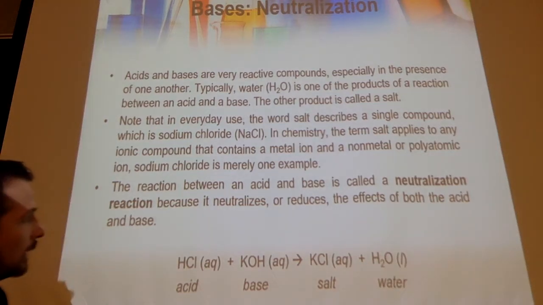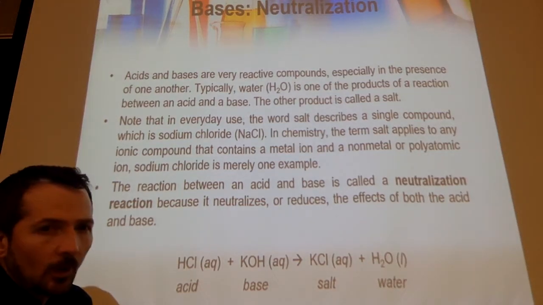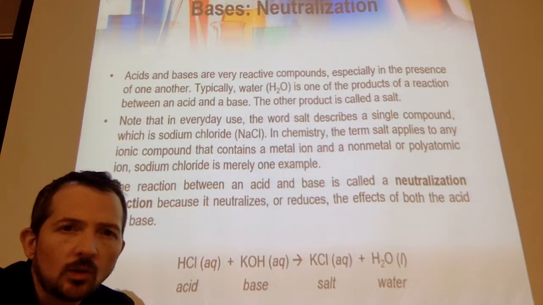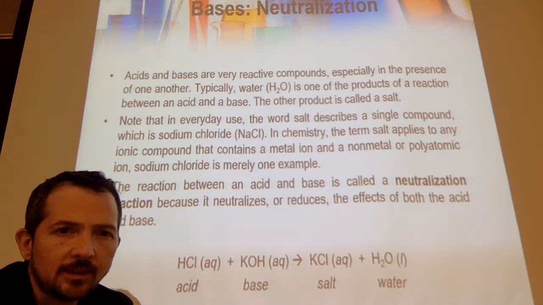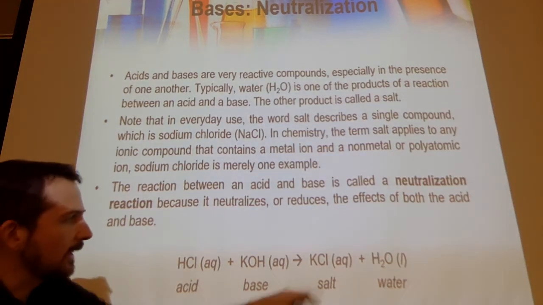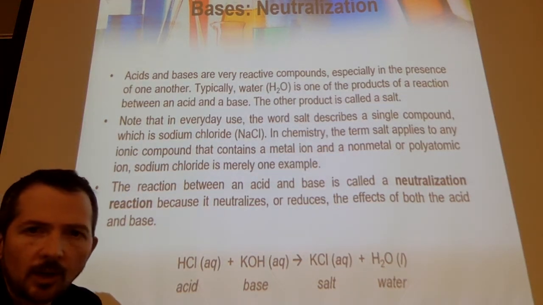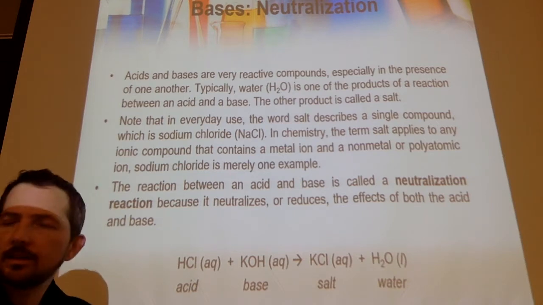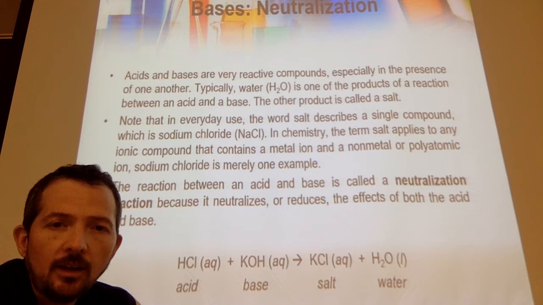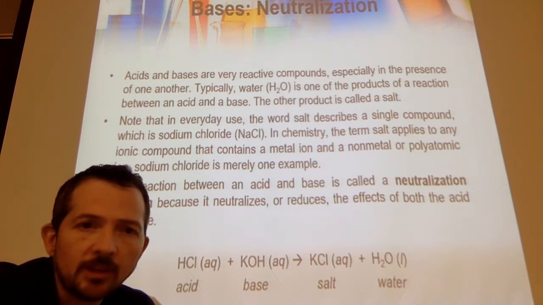The reaction between an acid and base that produces water and a salt is called a neutralization reaction, because it neutralizes or reduces the effects of both acid and base. So here's the example of your double displacement reaction. And we'll go ahead and work an example of how to write the products of that later on before I'm finished with this lecture.